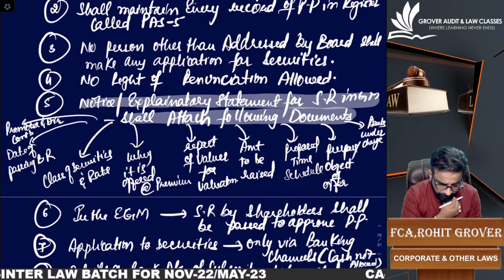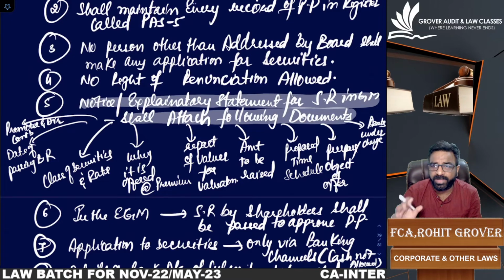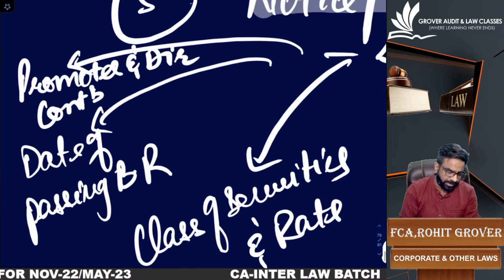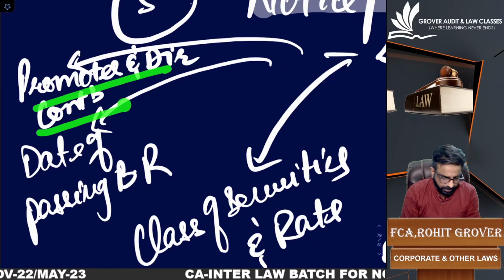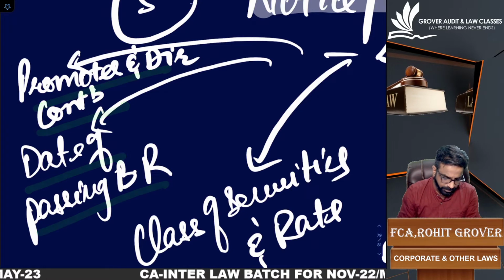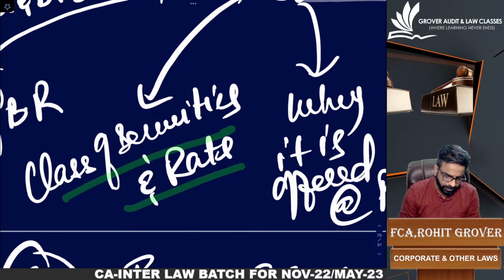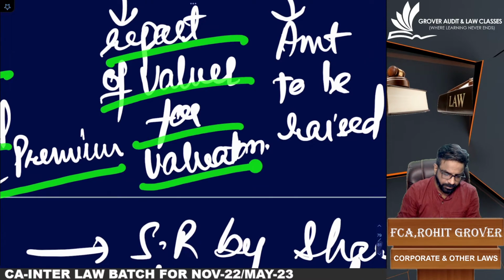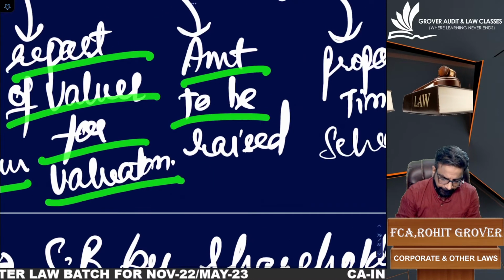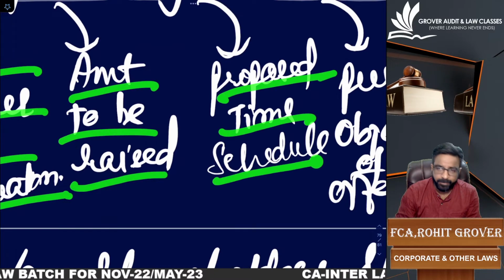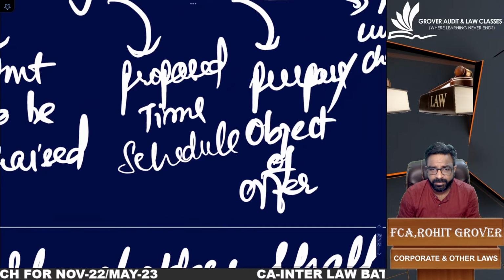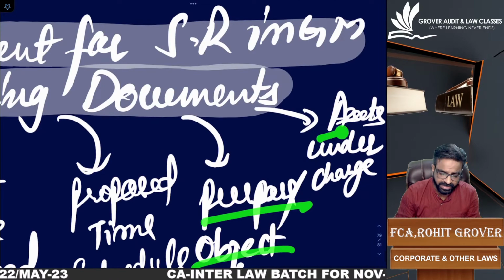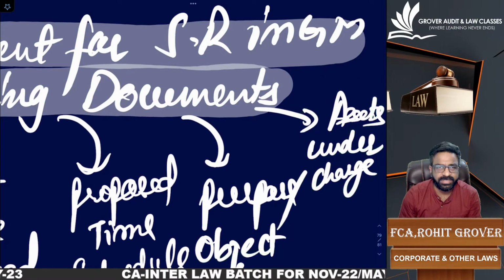Did you all understand the meaning of this notice? Yes or no? Yes. Okay, now please read out all the 9 points we are going to tell the shareholders. Point number one, promoter and director contribution. Date of passing board resolution. Class of securities and rate. Why it is offered at premium. Report of valuer for valuation. Amount to be raised. Proposed time schedule. Next one, purpose or object of the offer. And what is the last one? Assets under charge. Is it clear to all of you?